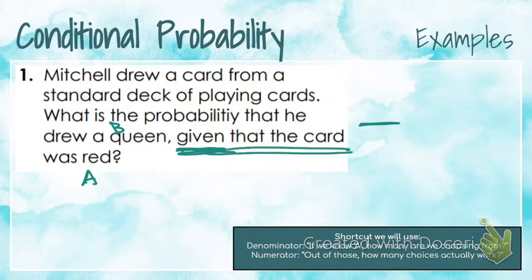There are only 26 red cards in a deck. Now, out of those red cards, how many choices work? How many choices are queens? So there's one queen in each suit, and there are 2 red suits. There are only 2 queens that are red. The other 2 are black cards. So 2 out of 26 reduces to 1 out of 13, and that's our answer.